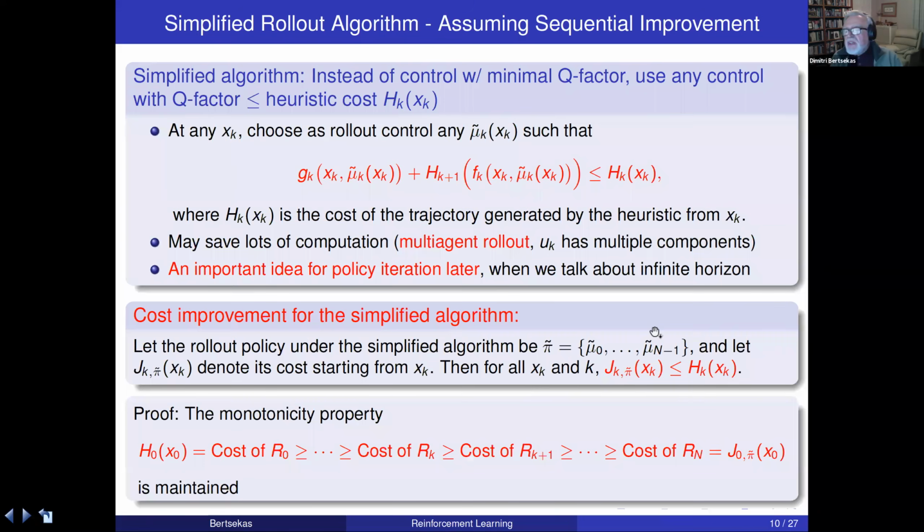And the proof is very simple. Basically, because we are careful always to follow a trajectory that has less cost than the previous trajectory, these trajectories have decreasing costs. And the first one is the cost of the base heuristic. The last one is the cost of the rollout. And this monotonicity property is maintained. It's a trivial proof to show that we have cost improvement.